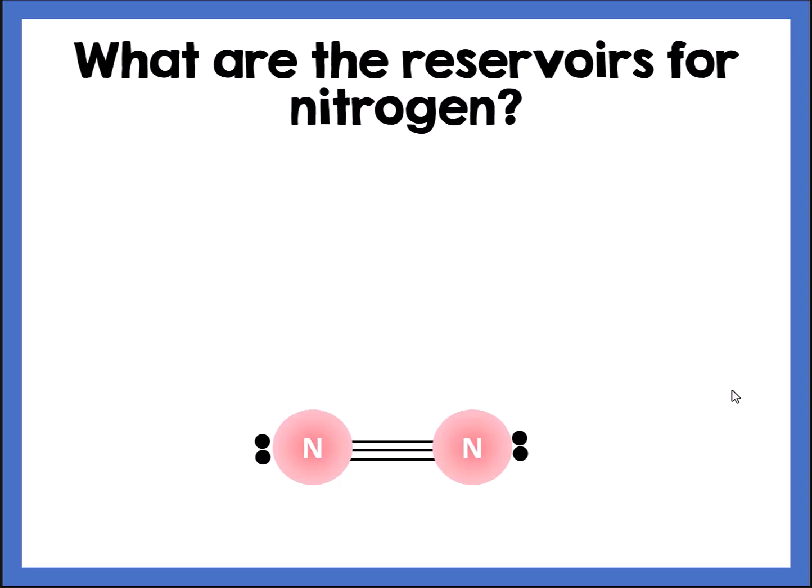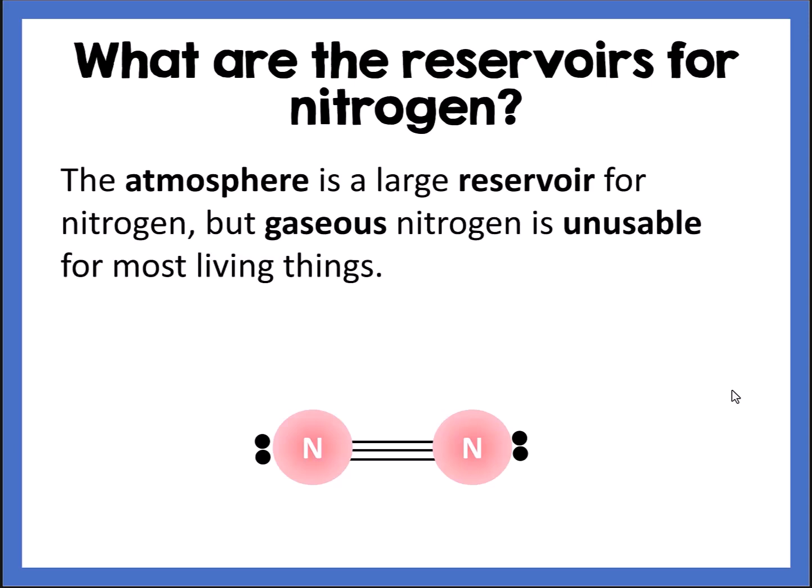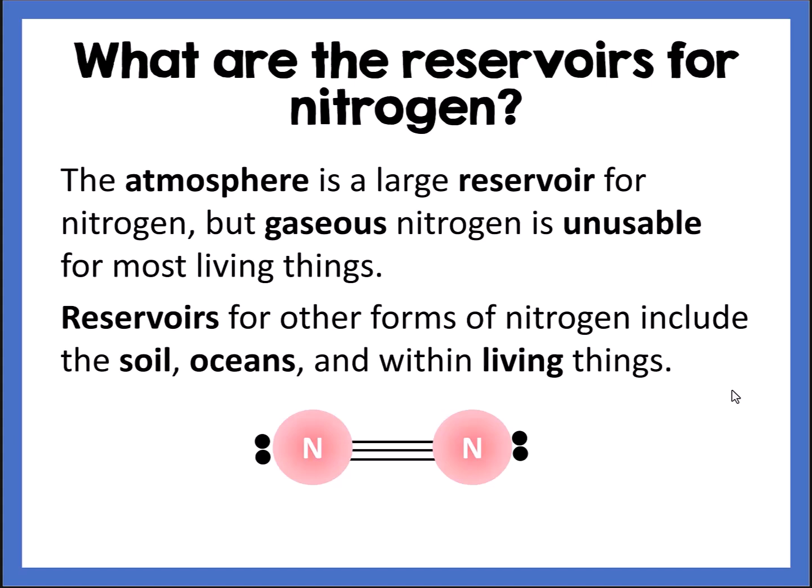So what are the reservoirs for nitrogen? In other words, where is it being stored? First of all, the atmosphere is a large reservoir for nitrogen, but gaseous nitrogen is unusable for most living things. Reservoirs for other forms of nitrogen include the soil, oceans, and within living things themselves.